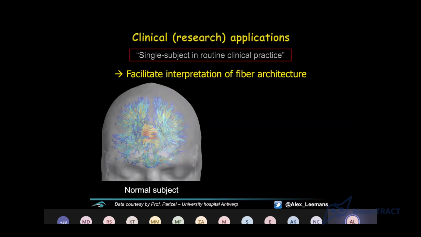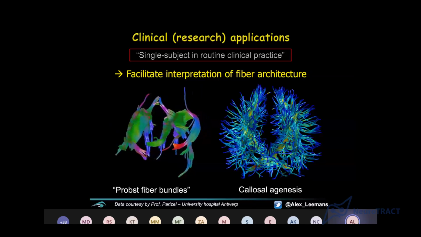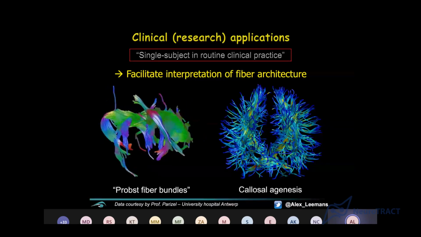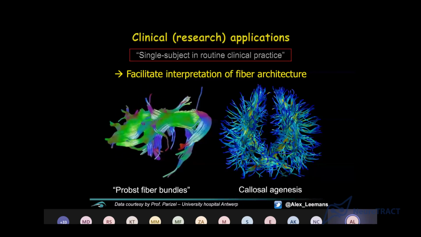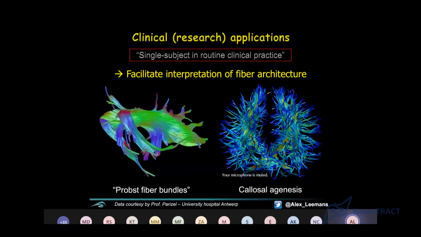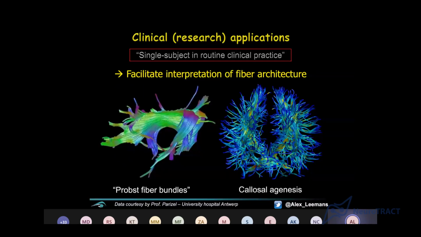Also, interpretation of fiber architecture. This is a normal subject. On the right, this subject has no corpus callosum. Well, obviously you don't need diffusion to see whether somebody has a corpus callosum or not. You can see this on the T1, but instead of the corpus callosum, this person had what are called Probst bundles. So these are, you can call it, association pathways that replaced the corpus callosum. Anyway, it's quite interesting to look into this.